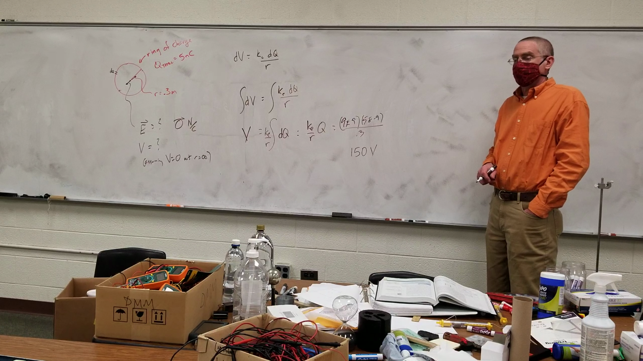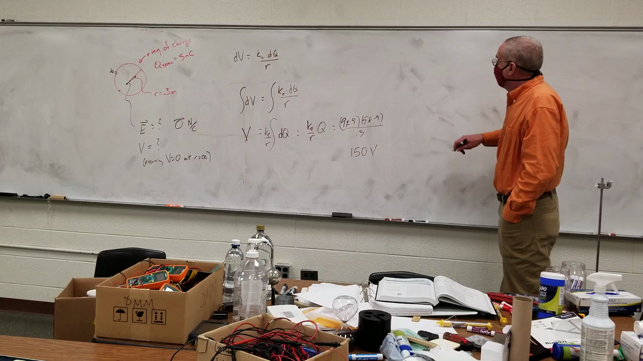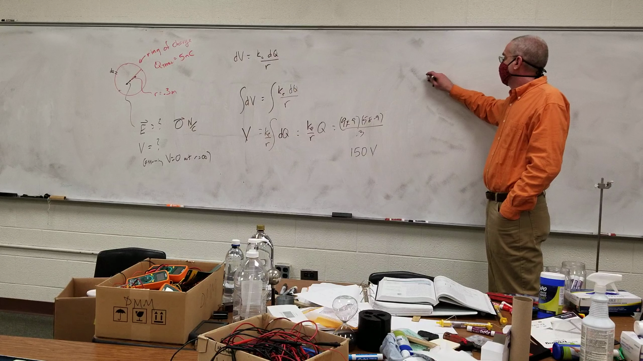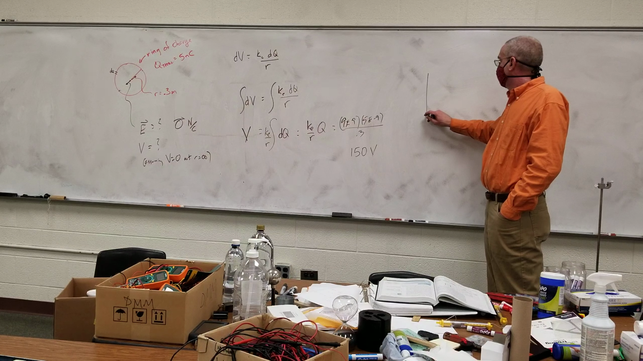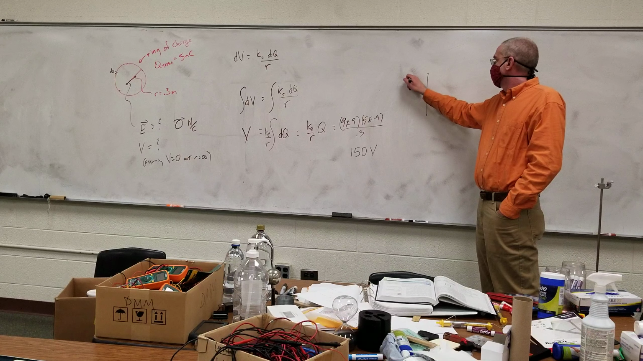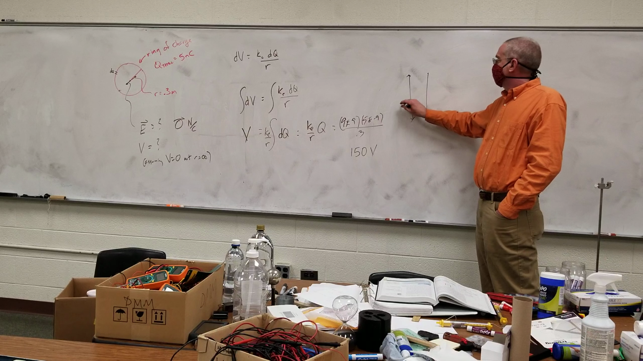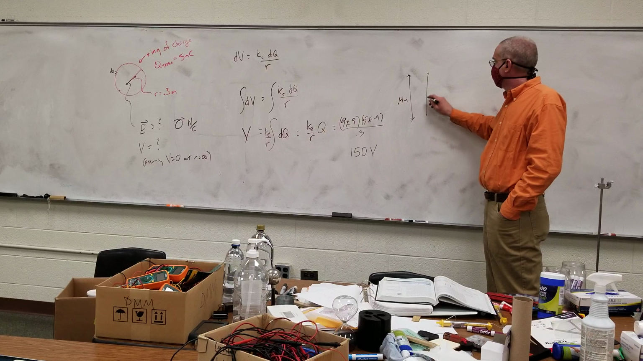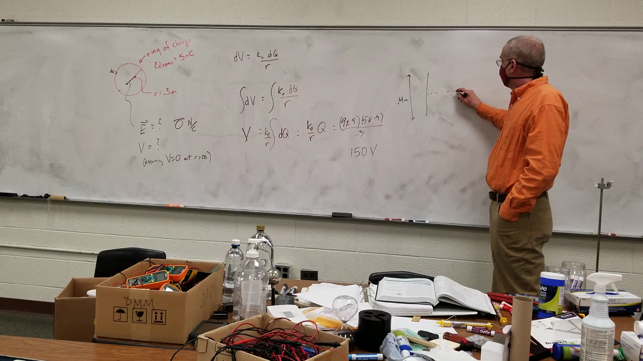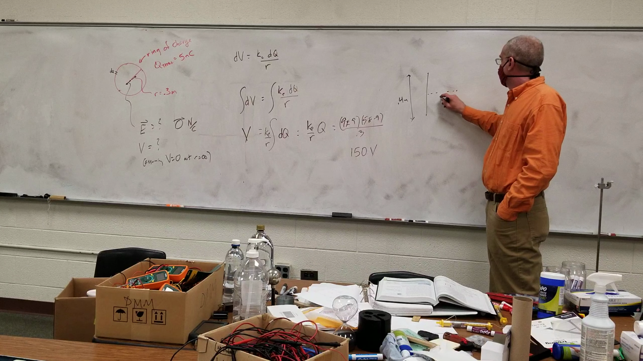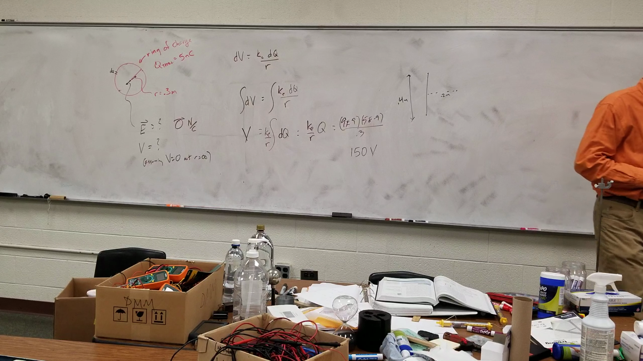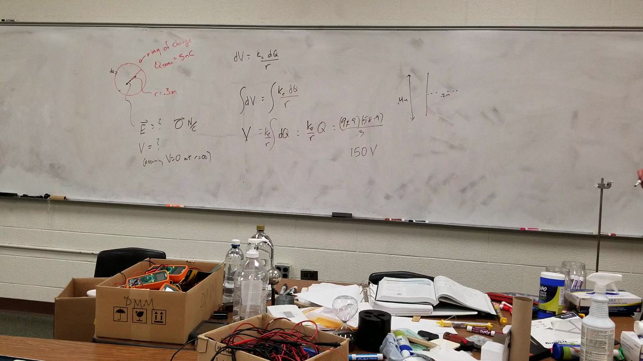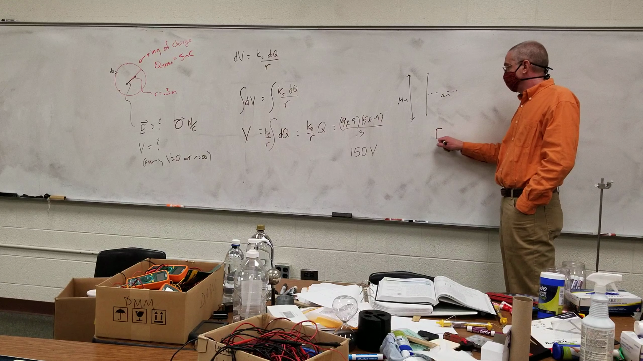Now let's do one that actually requires calculus. I have a finite line of charge. Let's make that 0.4 meters. I have some point 0.2 meters from the middle of this line of charge. And the question is, what's the electric field and the electric potential?